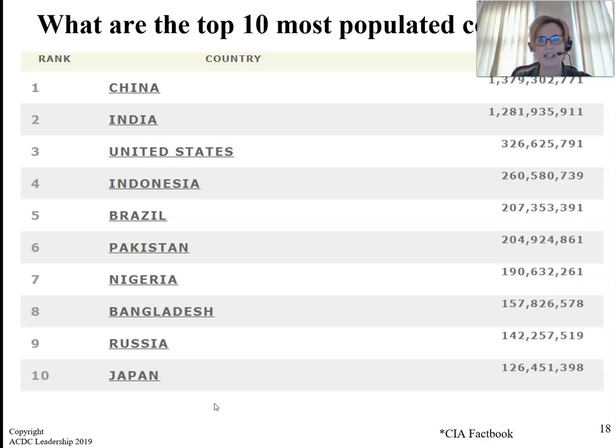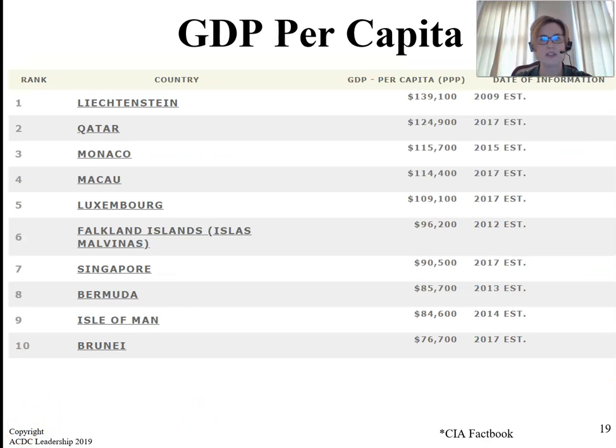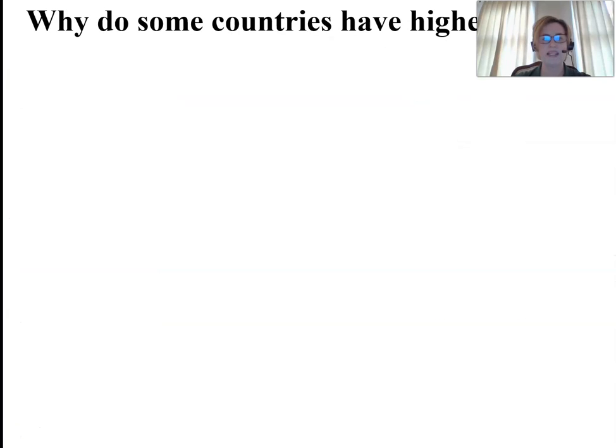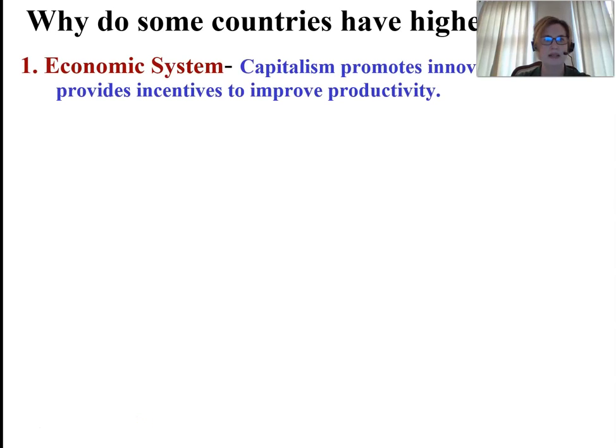So population is going to have an impact on GDP per capita. If you look at this list here of the 10 most populated countries, the US comes in at third. This list shows GDP per capita. Notice that the US is not in the top 10, and that makes sense because we have a relatively high population. Why is it that some countries have higher GDPs?